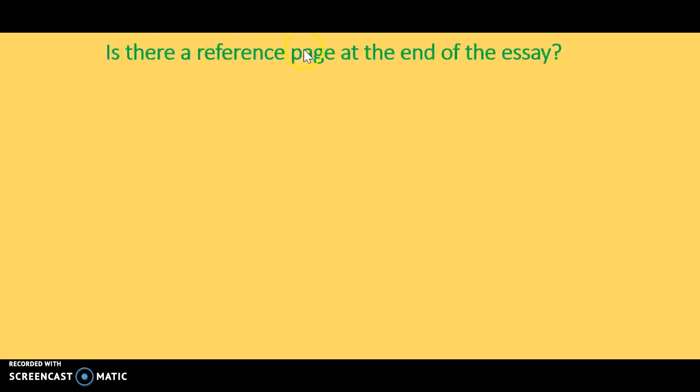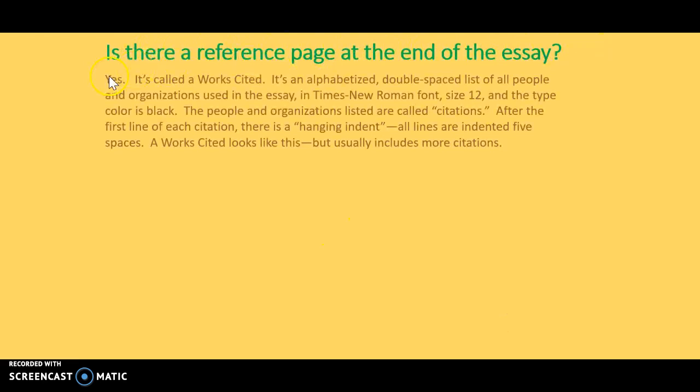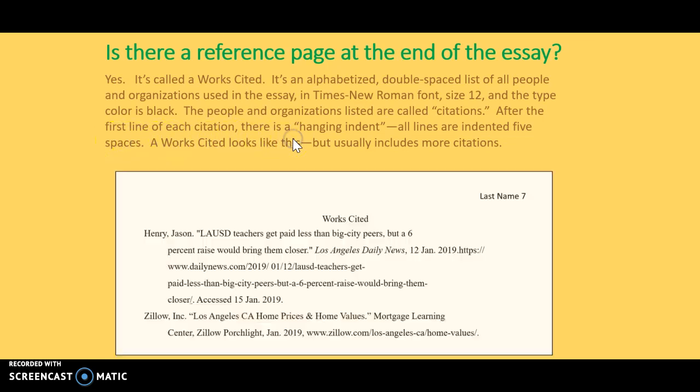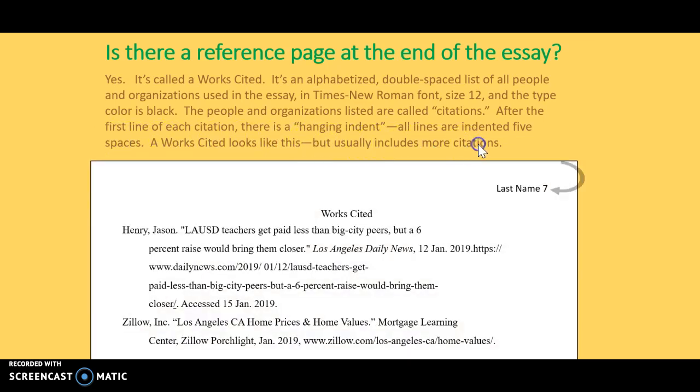Okay, moving on, our next question. Is there a reference page at the end of the essay? Yes, it's called the works cited. It's an alphabetized double-spaced list of all people and organizations used in the essay in Times New Roman font size 12, and the type color is black. The people and organizations listed are called citations. After the first line of each citation, there is a hanging indent. All lines are indented 5 spaces. A works cited looks like this, but usually includes more citations.